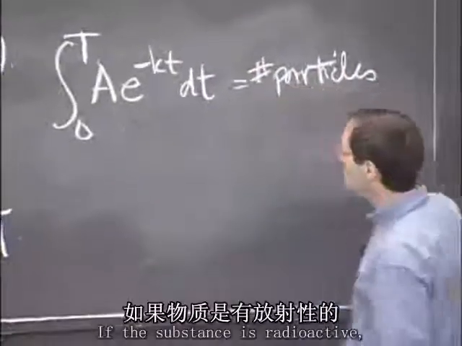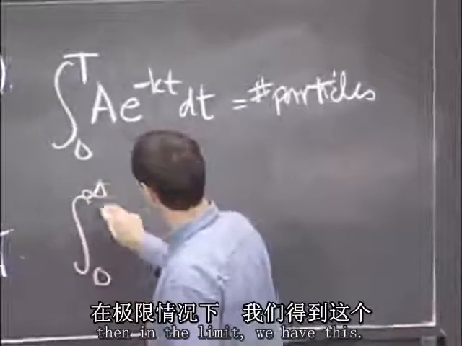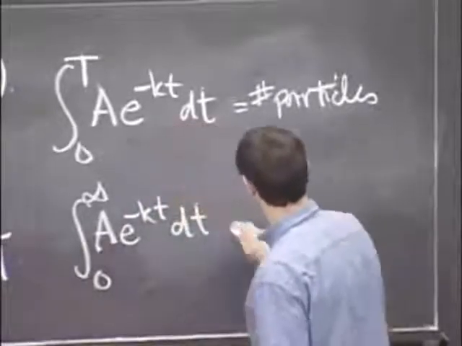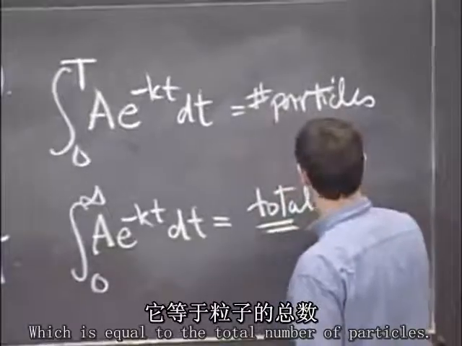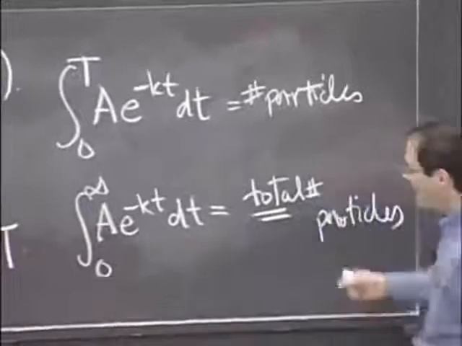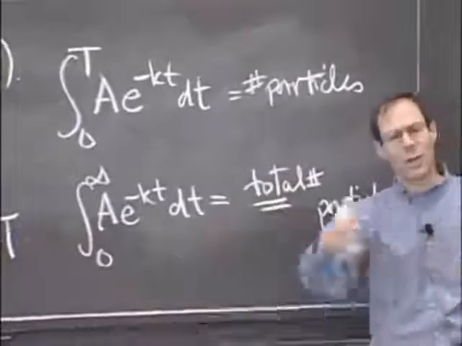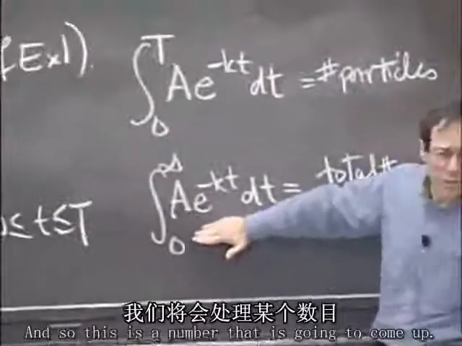If the substance is radioactive, then in the limit, we have this, which is equal to the total number of particles. And that's something that's going to be important for normalizing and understanding how much of the whole substance, how many moles do we have of this stuff? What is it? And so this is a number that it's going to come up.